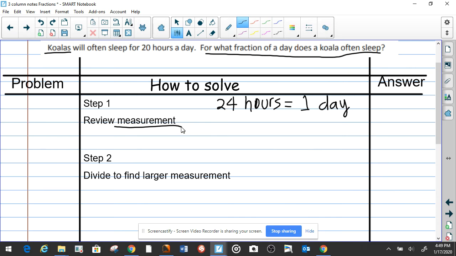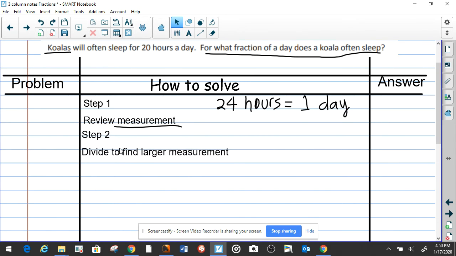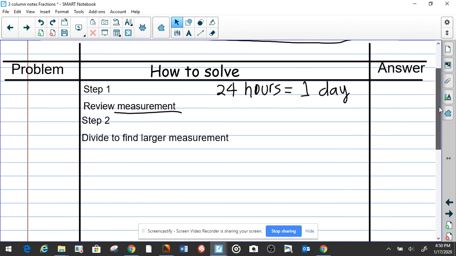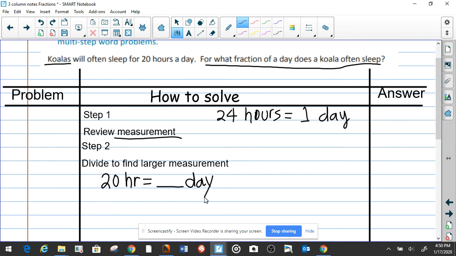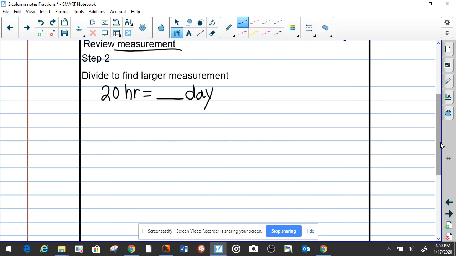And now our next step will be to set up a problem. So it says that they sleep 20 hours a day. So they sleep 20 hours a day. And we want to know how much that is in days. Okay? So that's why I wrote that, because it says right here, what fraction of a day does a koala often sleep? Once we set up a problem in this manner, we can just go ahead and do the work.